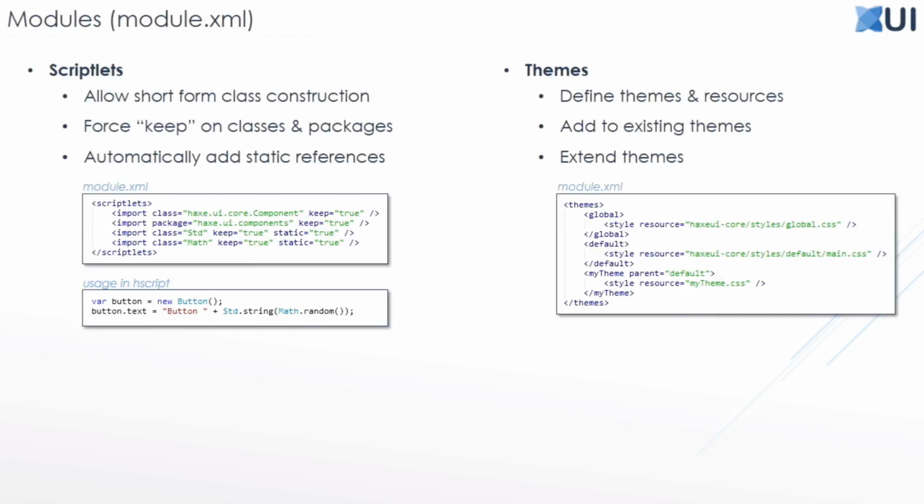The default theme, that's actually a name. It doesn't necessarily have to be default. It just means that the node name is the name of the theme, and it happens to be default in this case. And then there's my theme, which extends parent. So essentially, in that setup, global will be applied, then the default theme will be applied, and then finally your theme, mytheme.css, will be applied.